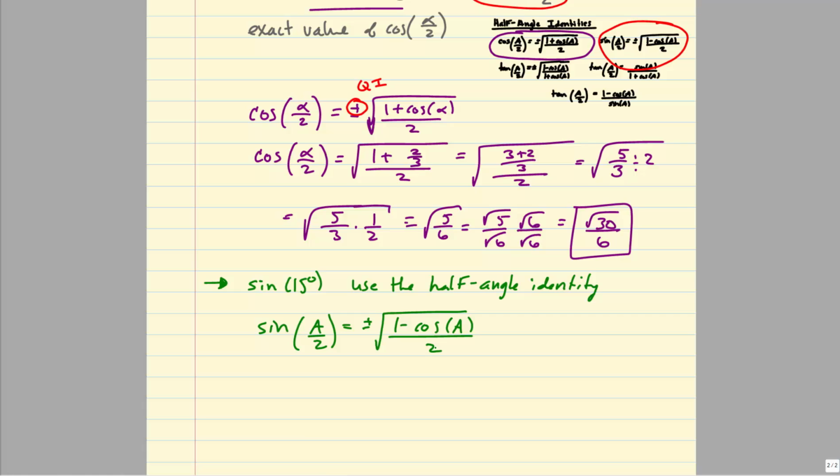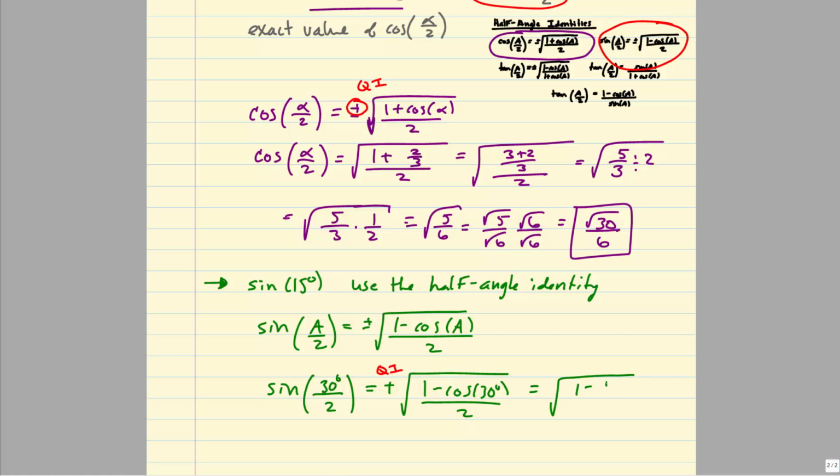Okay, so we have 15 degrees here. So if I want this to work, what divided by 2 would give me 15? And the answer is 30 degrees. So this would be plus or minus, but 15 degrees is in quadrant 1. Okay, so if this is in quadrant 1, this would be positive. Again, in quadrant 1. 1 minus the cosine of 30 degrees over 2. The cosine of 30 degrees is square root of 3 over 2, all over 2.